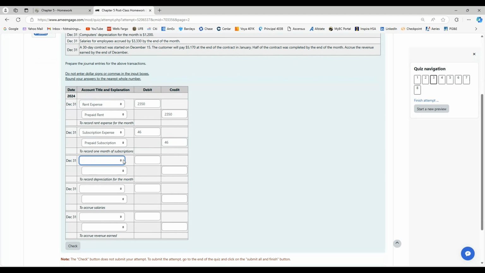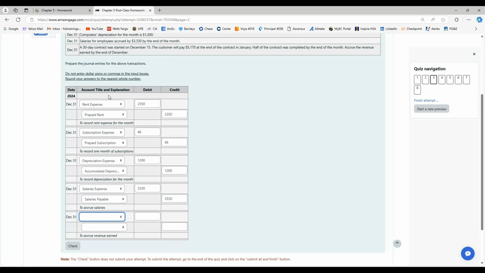I'm curious, when we check our answers, to see if that's right, because it didn't tell us how many months, right? Or how many magazines or whatever. So curious on that one. We'll see if we're missing something there. Accumulated depreciation, it was $1,200. It just told us that. Salary accrual, so salaries expense and salaries payable. That was just $3,330.